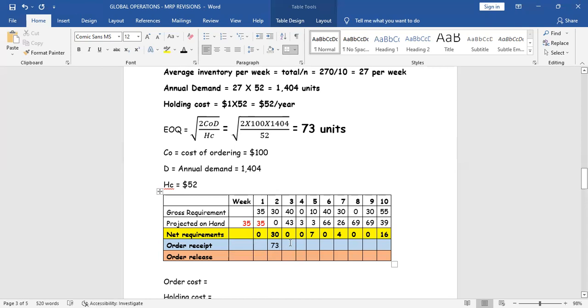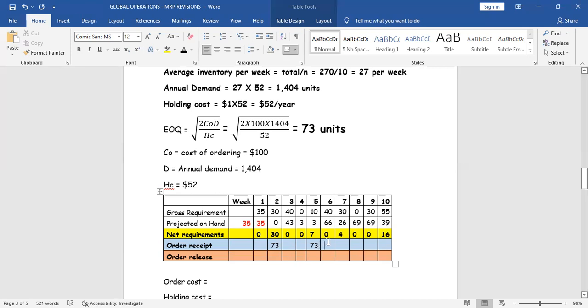In week 3, there is no need for ordering. There is no net requirement. Week 4, no net requirement. Week 5, there is a net requirement of 7, but still we cannot order 7 because each time we place an order, we need to order 73. So I'll put 73 there.